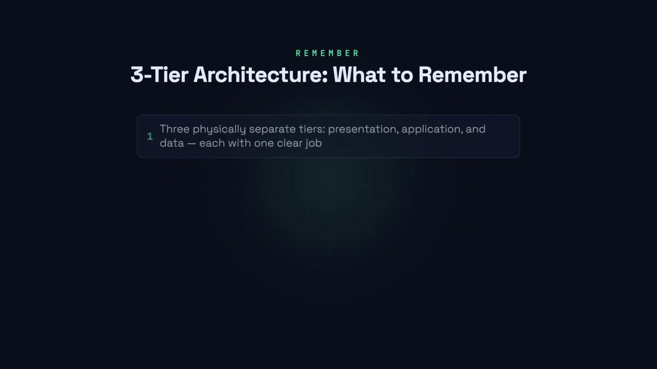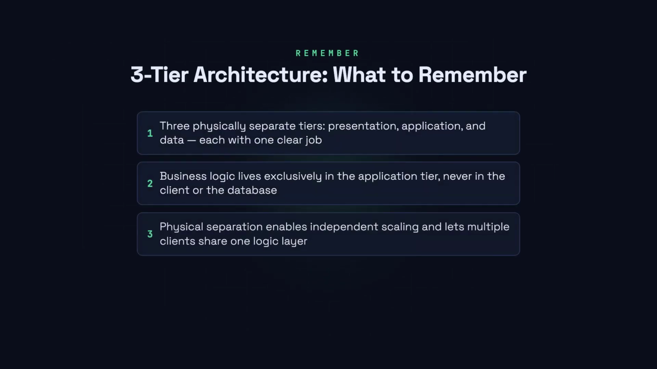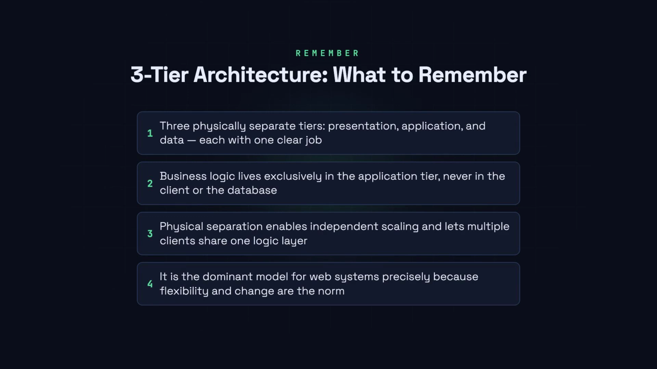Three-tier architecture is not a trend. It is the proven structural answer to a problem every web system faces. How do you keep presentation, logic, and storage from tangling together as complexity grows? Separate the tiers physically, enforce clean boundaries between them, and you gain a system where each part can evolve, scale, and be maintained independently. That is why it remains the default starting point for web architecture today.